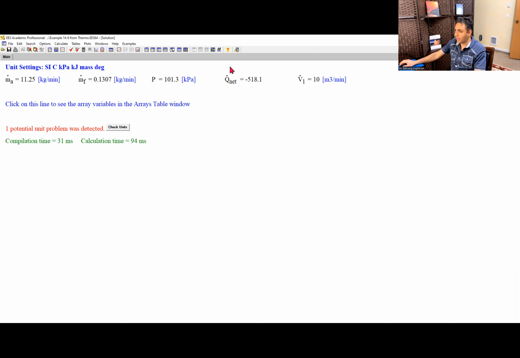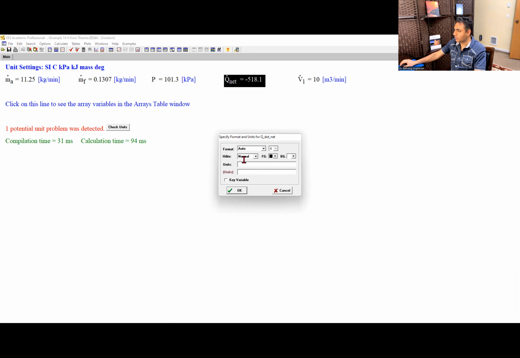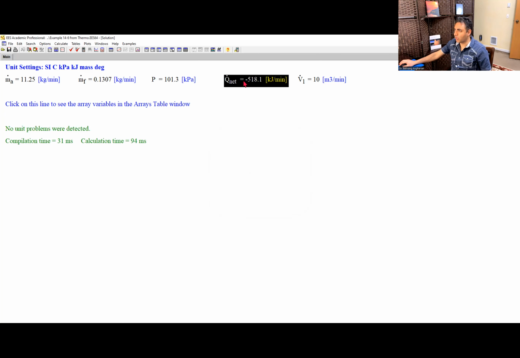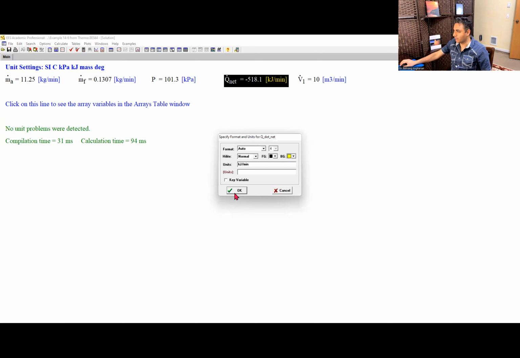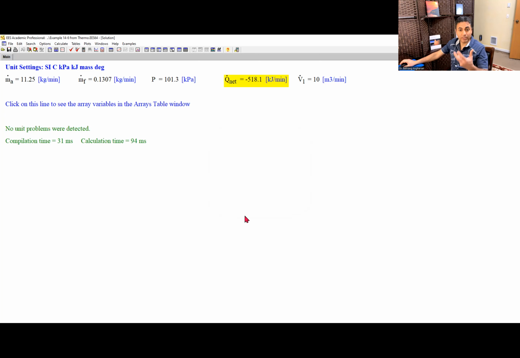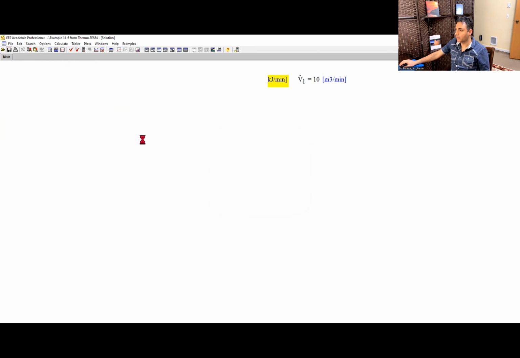That's important. And so I see another unit problem, which is Q dot net. Q dot net, as I told you before, because I didn't switch to meters cubed per second or anything, this value is not watts or kilowatts. This value is kilojoules per minute, right? So that's kilojoules per minute. Now I don't have any unit problems, and of course it turned out to be negative, which means our solution was correct. We extracted heat from the control volume, and everything looks good to go. You can now save it, and you have everything. The problem is pretty much solved.